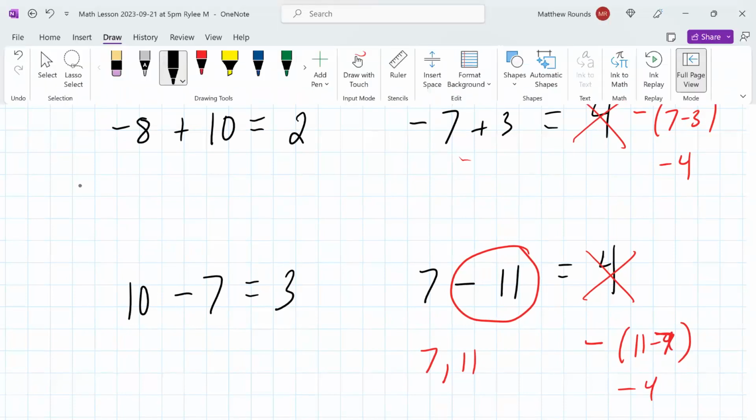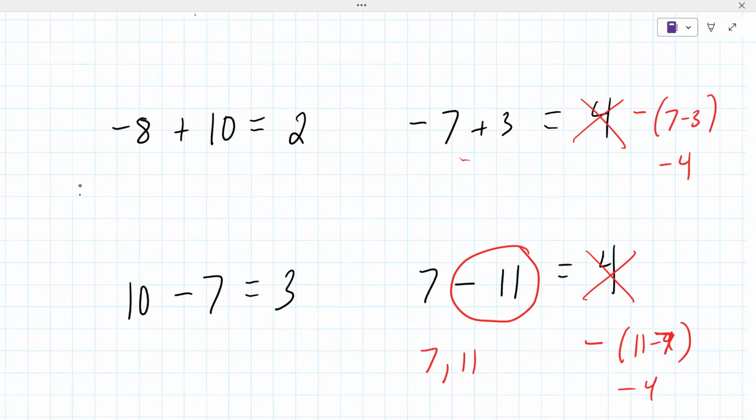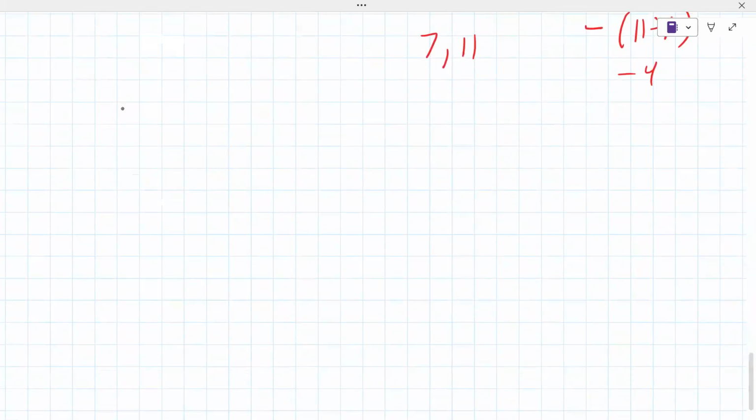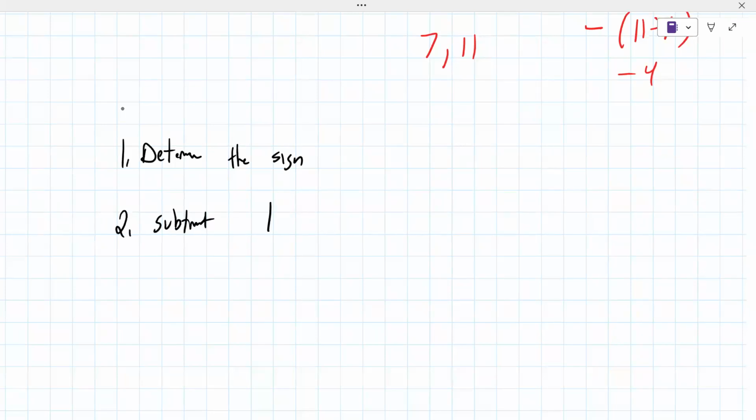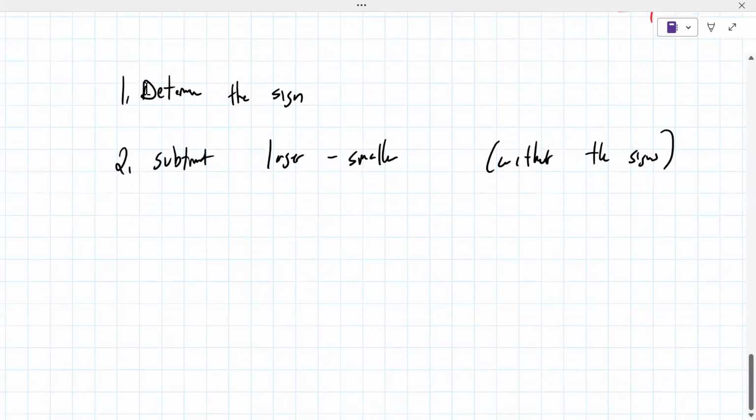Oh, I see. Okay, there's 2 steps. You have to first determine the sign. Second is you have to subtract. You have to take the larger minus the smaller without the signs. Okay. We're gonna do some more examples. You got to get this down. This is super critical to moving forward in this course.